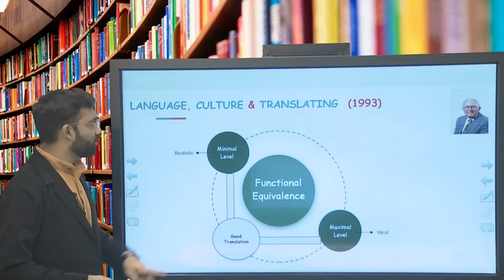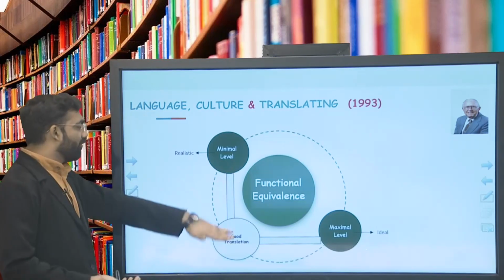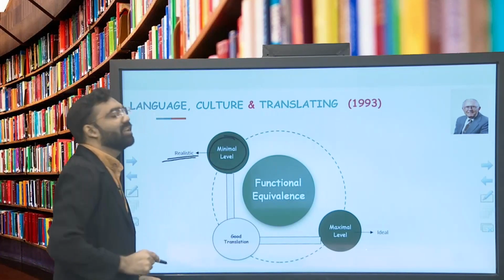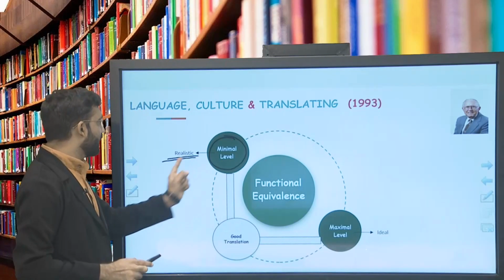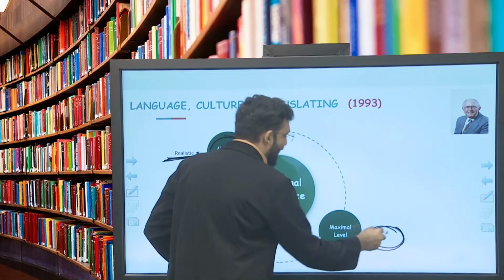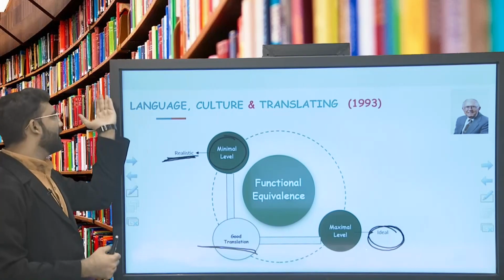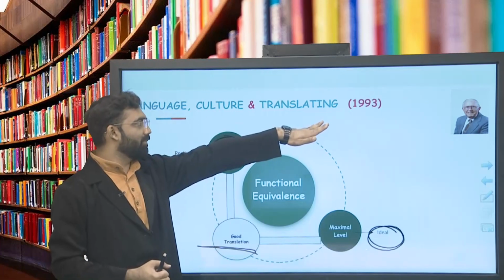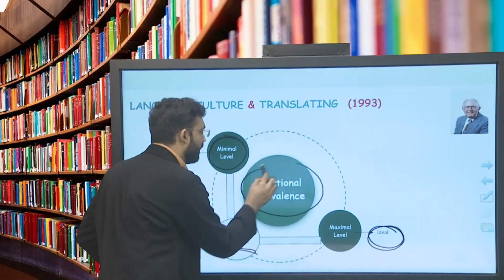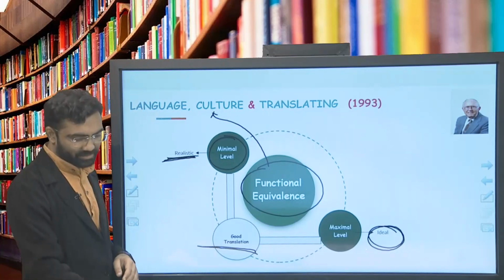So when you talk about functional equivalence or dynamic equivalence, he says that for a good translation, at the minimal level, it should look realistic. The role of functional equivalence at the minimal level, it should be realistic, and at the maximal level it would be ideal. Then it would create a good translation. This is what Nida says in his text from 1993, Language, Culture and Translating. And functional equivalence focuses much more on the cultural expressions of the text.